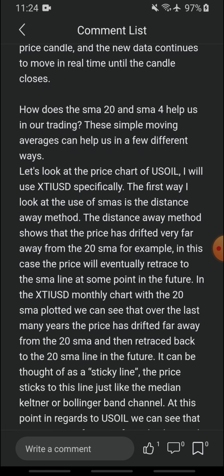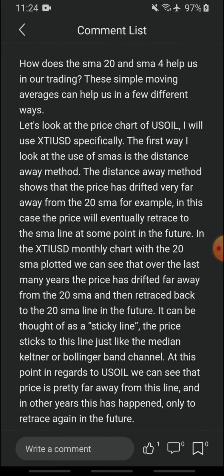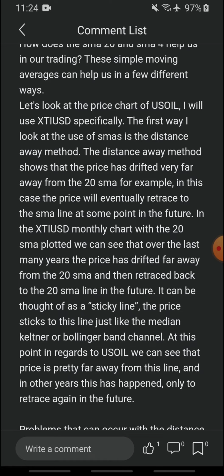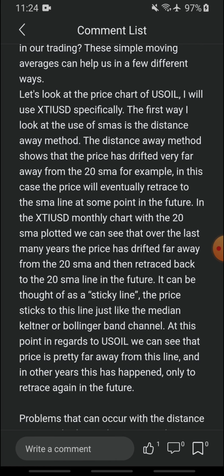So how can the SMA 20 and SMA 4 help us in our trading? These simple moving averages can help us in a few different ways. In this post I only mentioned one of them. I'm sure there's more than two, but most people just use them in the crossing way, when one crosses over the other. That can be helpful, but this is different, so I didn't talk about that. I just talked about what I think of as the distance away method.